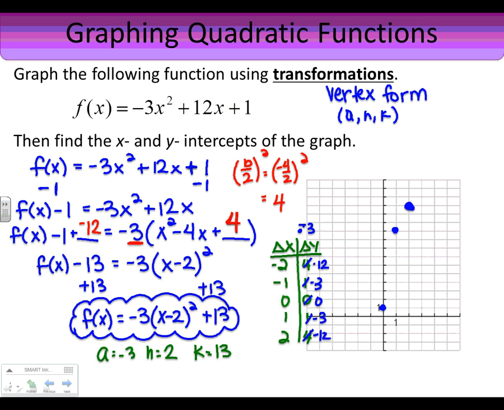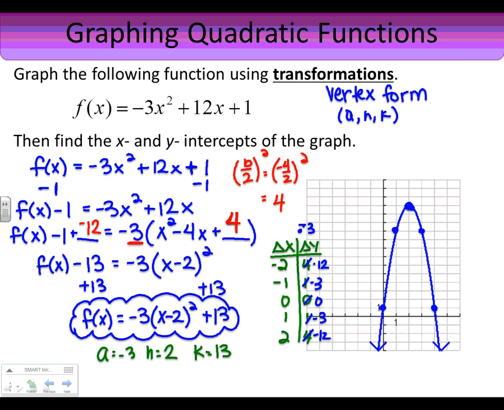so that's my vertex, don't move anywhere. Then from the vertex, I go positive 1 on the x's, negative 3 on the y's. Then from my vertex, positive 2 on the x's and negative 12 on the y's. There is our quadratic. So we started in standard form, but got that into vertex form using completing the square, so we could graph using transformations.